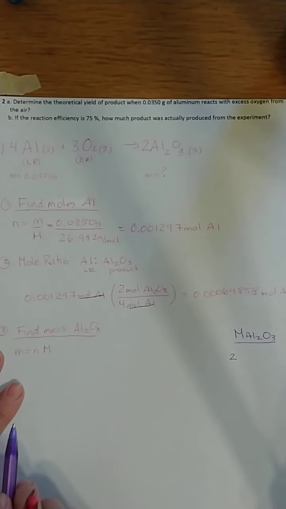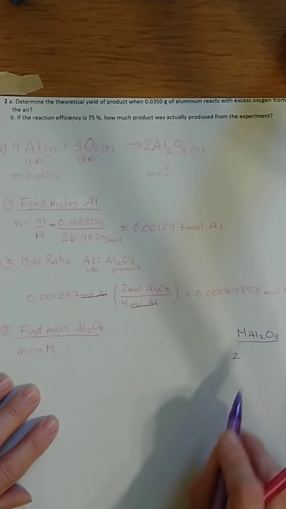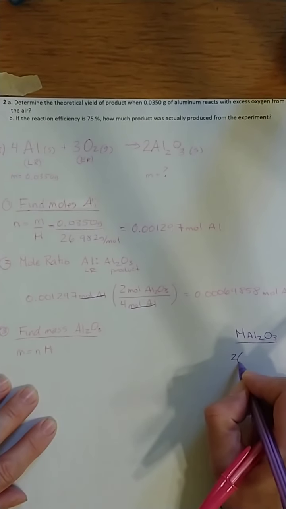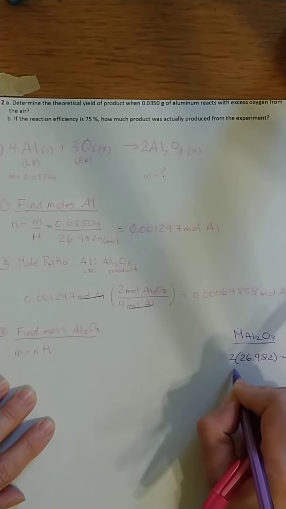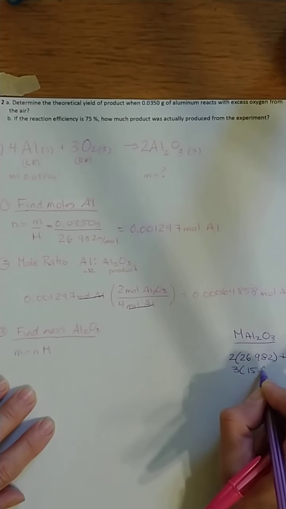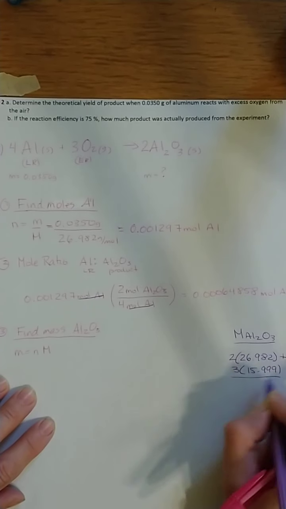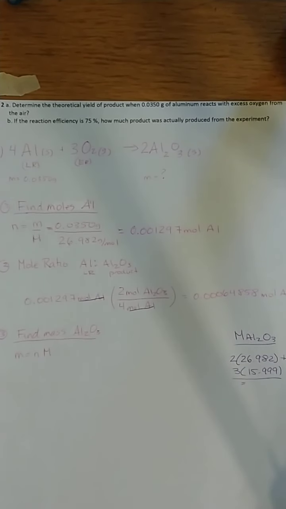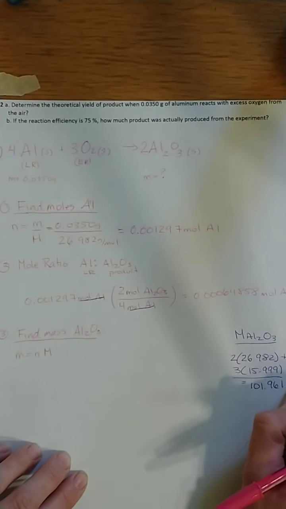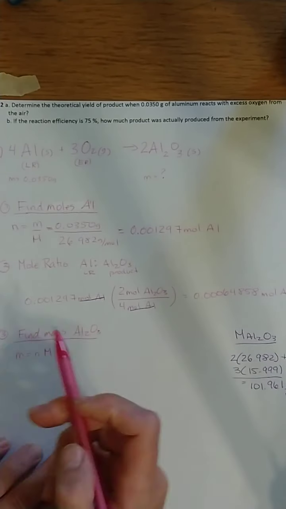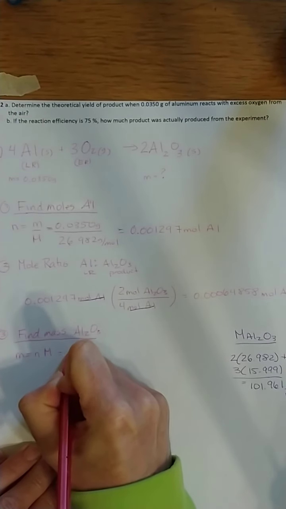So just write out the formula for the compound as it's written and calculate it. So you have 2 aluminums at 26.982, and you're going to add to that 3 oxygens at 15.999. Plug that into your calculator, and that will give you your molar mass of aluminum oxide, and you'll get 101.961 grams per mole.